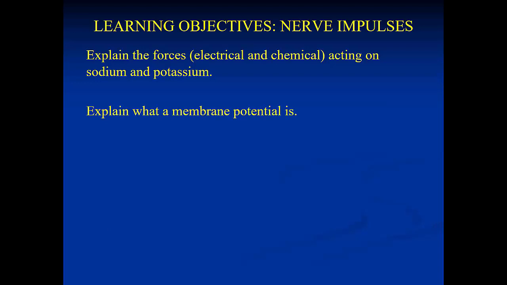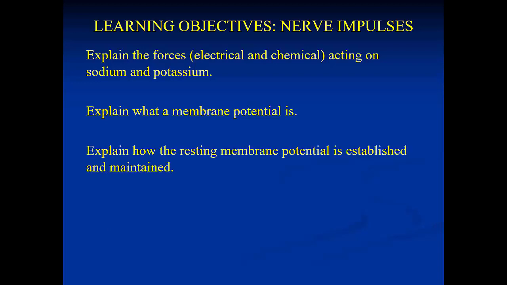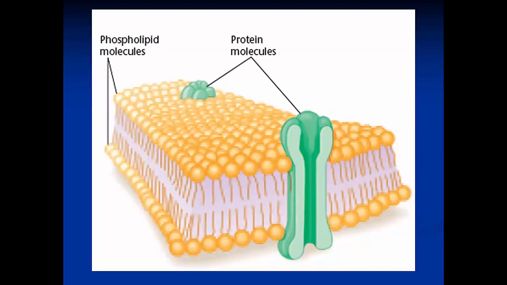I want you to be able to tell me what a membrane potential is and explain how the resting membrane potential is established and maintained. This is critical. You all know that if electrolytes get off balance, you die. Part of the reason is because the nervous system no longer works correctly. Now, when we talk about cells, you have to go back and remember the cell membrane.